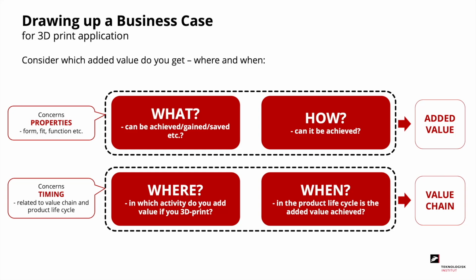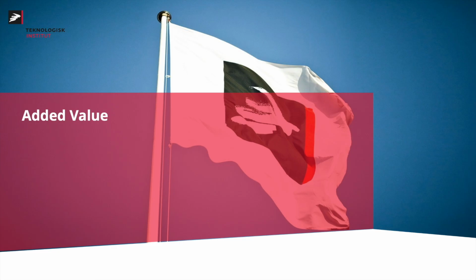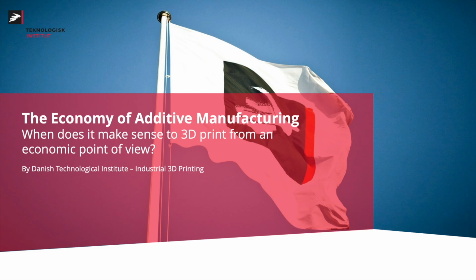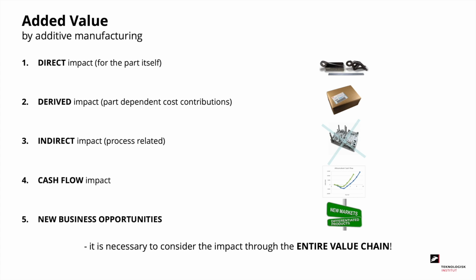Now let's dig a bit deeper into added value and value chain. Let's take a look at what the added value could be. You can structure added value in many different ways. Here we have chosen to split up into 5 categories. We have split into the direct impact, that means for the part itself. Derived impact, that means cost contributions which depend on the part, but do not relate directly to the part itself.